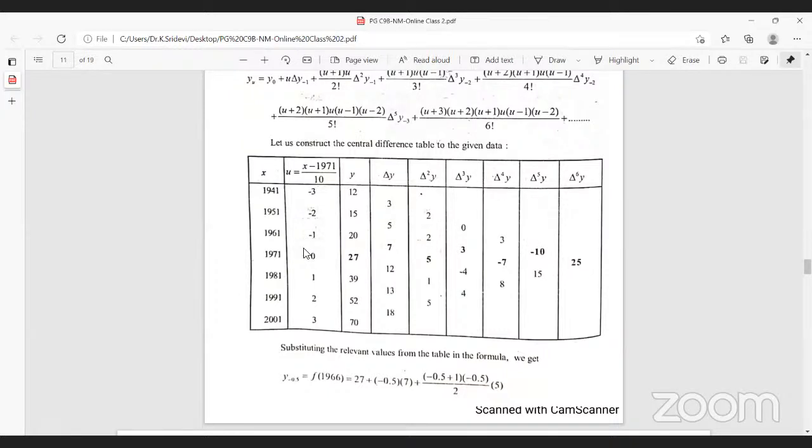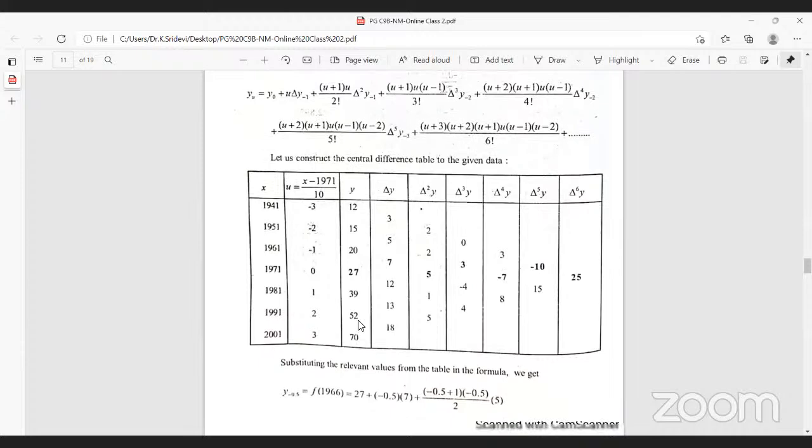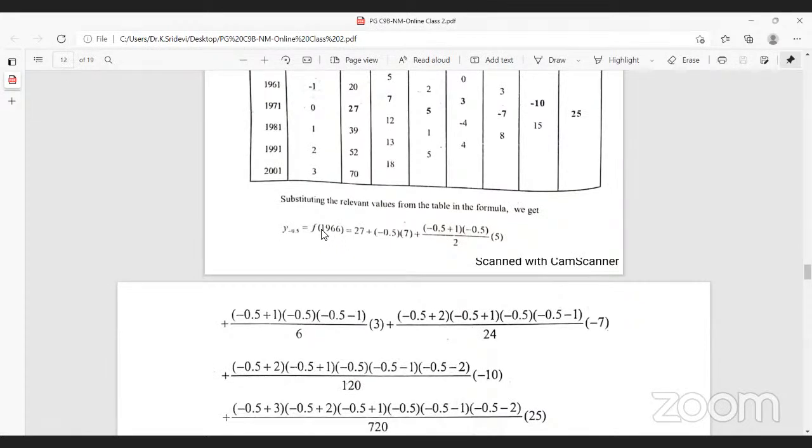So in this formula, we have X0, Y0, and this value. What is this value, 27? Delta Y minus 1. And this value is delta square Y minus 1. This one is delta cube Y minus 2. This value is delta 4 Y minus 2. This one is delta power 5 Y minus 3. This one is delta power 6, like that. So substituting all these values in the formula, next we get f of 1966. Our problem is X equal to 1966, so at 1966 we have to find the functional value f of 1966.